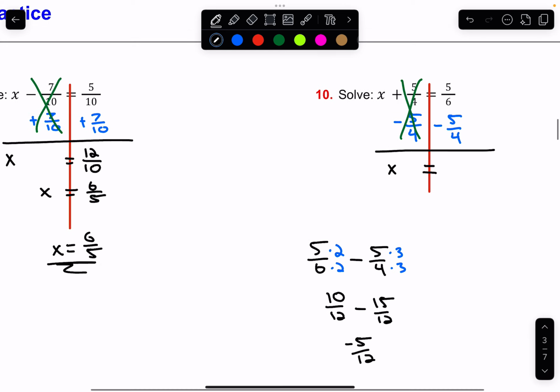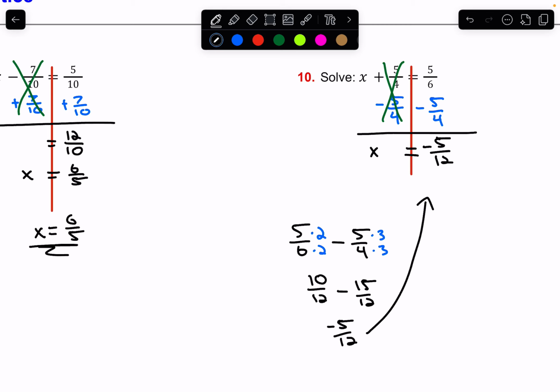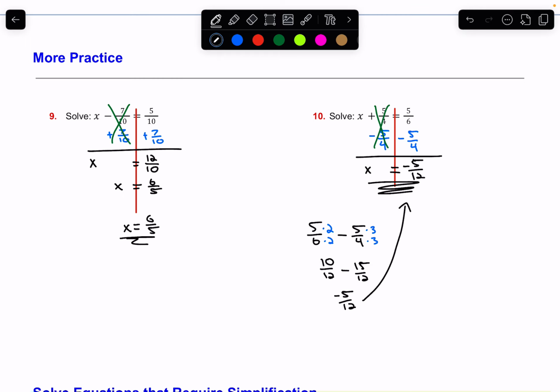And now that I have those two fractions put together, I just bring that answer back up here to the top. Negative 5 over 12, and that is my solution. Okay, and again, if you want to check, plug it back in. Make sure that you verify all of your answers.